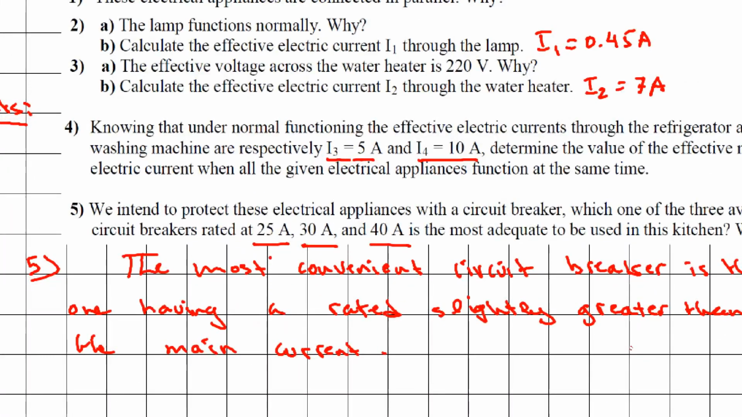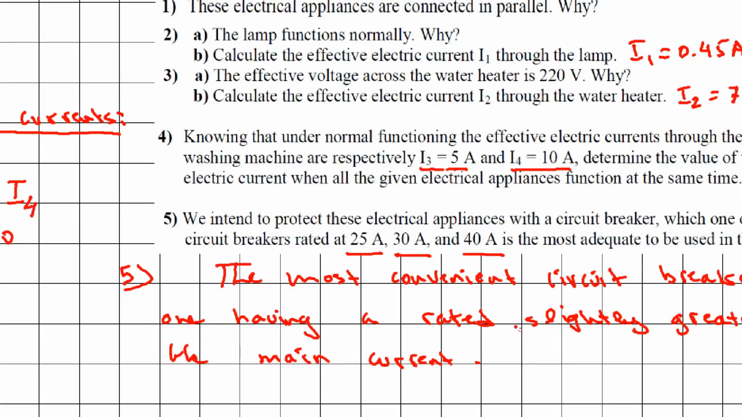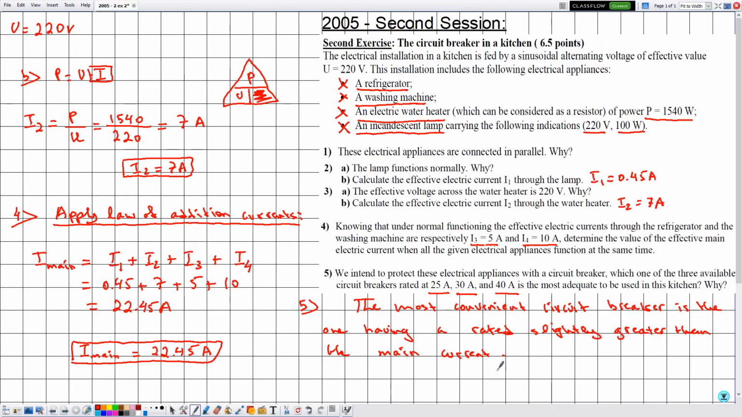So here all of these circuit breakers carry a rated current of 25 amperes, 30 amperes, 40 amperes. All of them are greater than the main current, but the most convenient one is the one slightly greater than the main current, and this is given by 25 amperes. So the most convenient circuit breaker is given by 25 amperes.